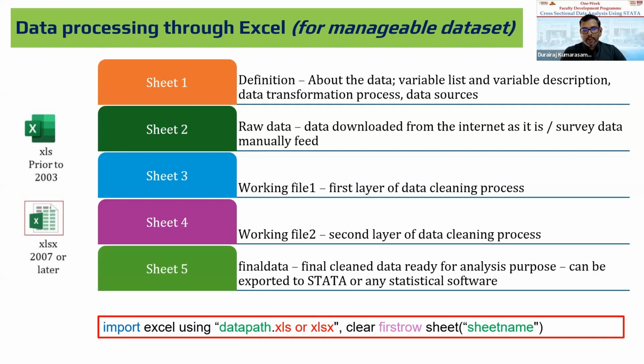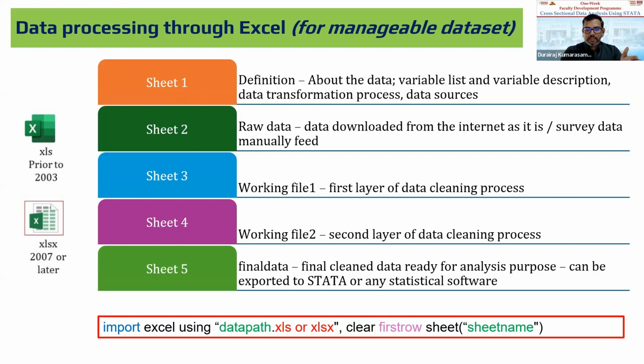So my suggestion is that whatever changes you are doing, you always have to document them. For that, you dedicate one sheet for documentation. Instead of sheet 1, you name it as Definition. In that, you write what the data is about, the variable list, variable descriptions, what data transformation you have done, and from where you extracted the data. Try to document all the information about the data in a single sheet, so that anytime you can go back to the definition and understand the data.